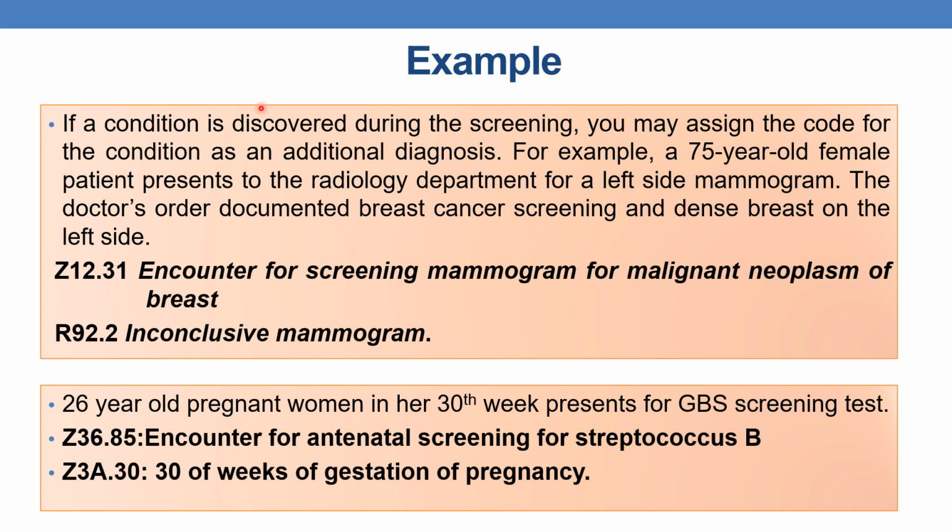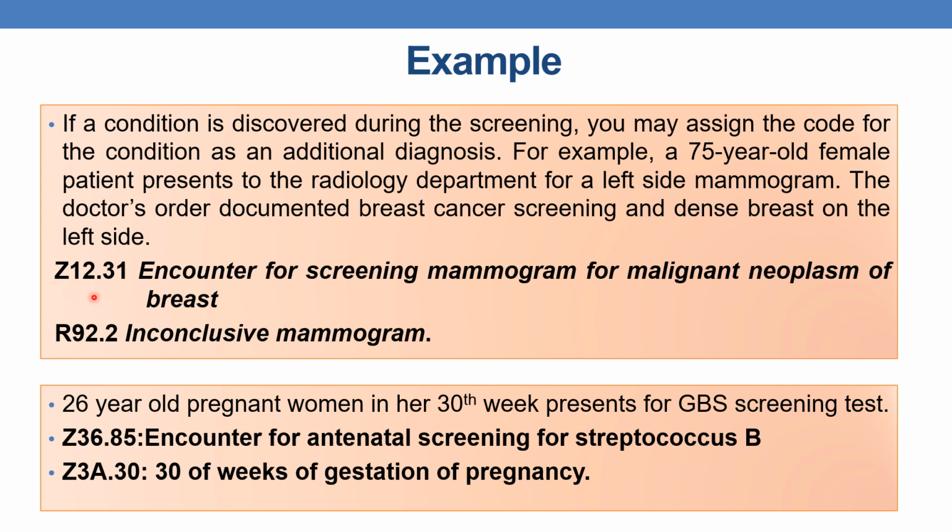Now let us see one more example. The guideline is, if a condition is discovered during the screening, you may assign the code for the condition as an additional diagnosis. This we have discussed earlier. For example, a 75-year-old female patient presents to the radiology department for a left side mammogram, and the doctor orders documented breast cancer screening, and dense breast is found on the left side. That is diagnosed during the screening.